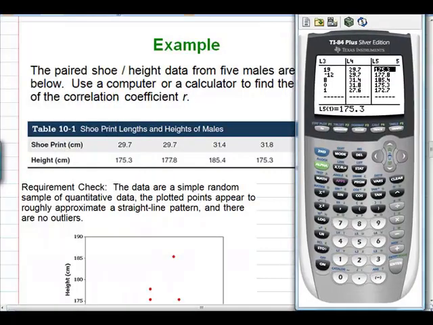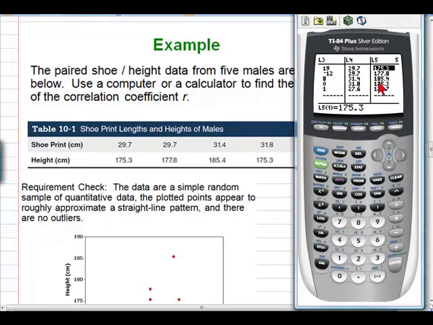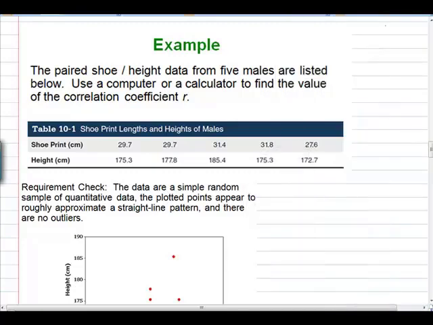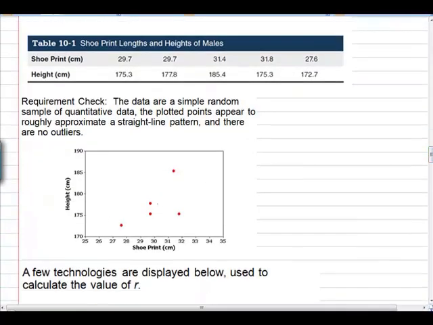List 4 here represents the shoe print size in centimeters. List 5 is the height of males measured in centimeters. So list 4 and list 5 are where my data values are. If we did a stat plot for these data, we would see this shape, and it looks like it might be somewhat linear. I can't think of anything else it might be, so we're going to assume that there's a linear pattern and there are no outliers.